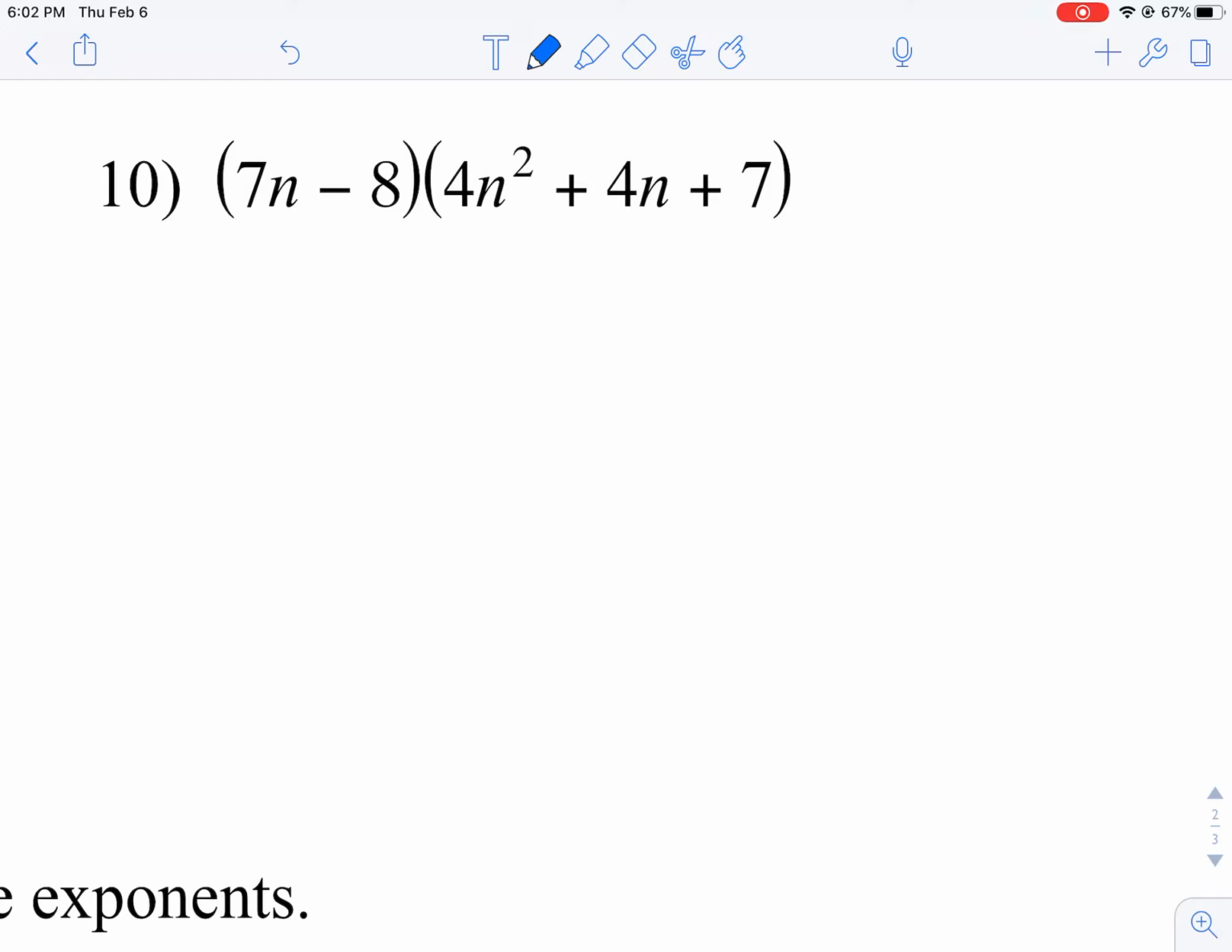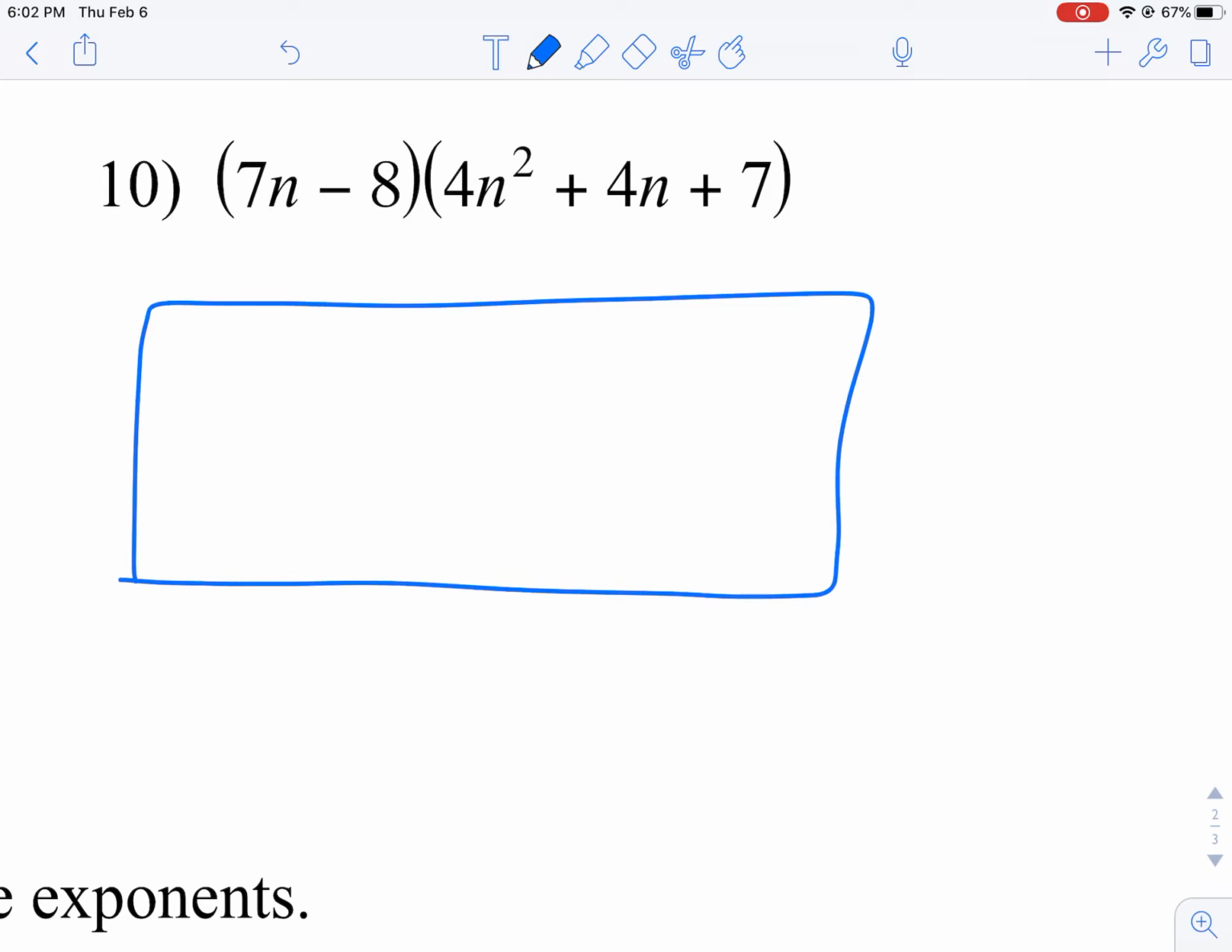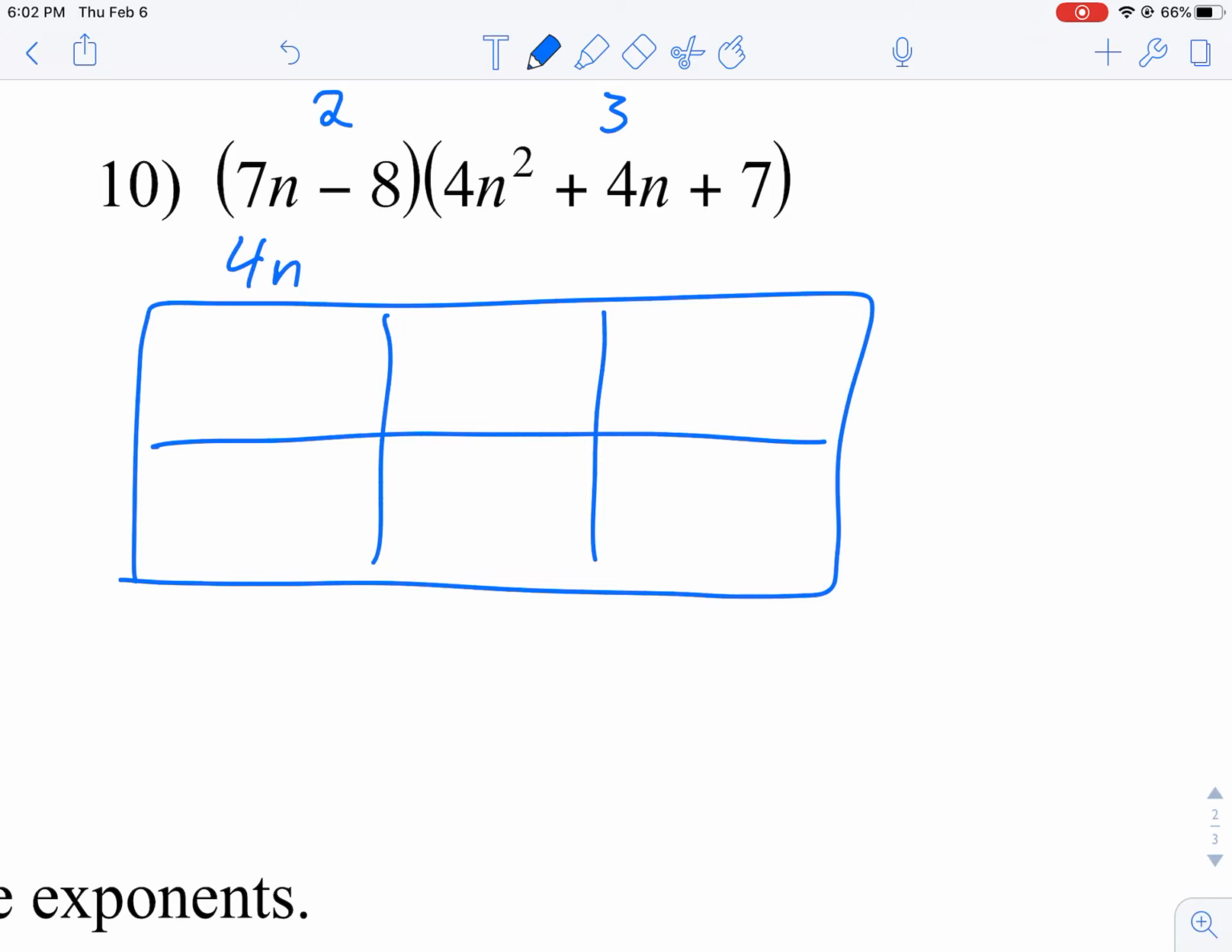For number 10 here, I'm going to do box method to show you just the different layouts of this one. This one is going to be a 3 by 2 because I've got 3 terms over here, 3 and a 2. If you put it upright, so you have 3 rows with 2 columns, that would be fine as well. It still works out the same way. 4n squared plus 4n plus 7n minus 8. So each box is going to multiply here.